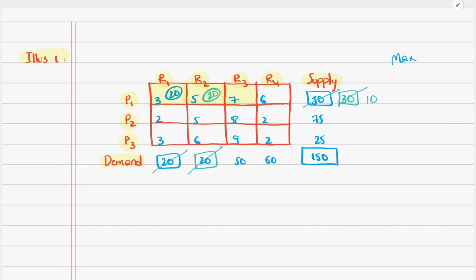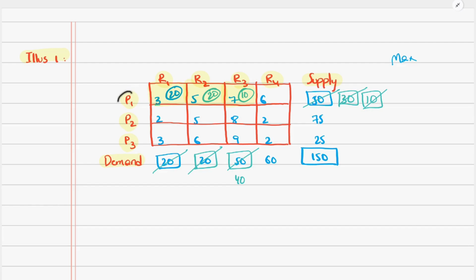Just like what I have done before, I'll see the corresponding demand. R3 needs 50 units. I'll see the corresponding supply. P1 can supply 10 units. Right, what is the minimum of supply and demand? The minimum of supply and demand is 10 units. Why? Because even though R3 needs 50 units, P1 can only give 10 units. Right, so because of this allocation from P1 to R3, because we allocated 10 units, the corresponding supply is exhausted and R3 demand is reduced by 10. So 50 minus 10 is going to be 40 units.